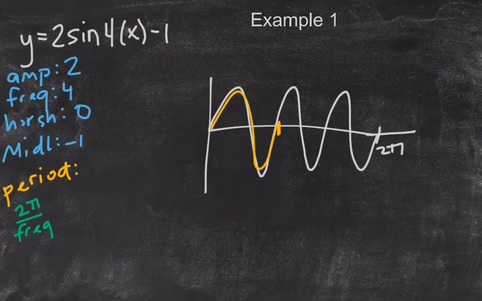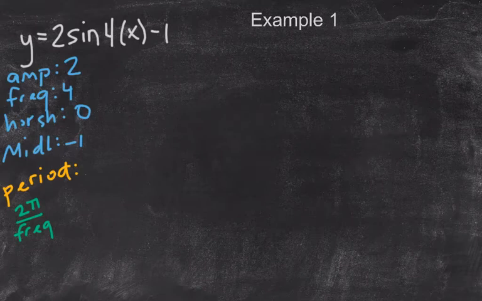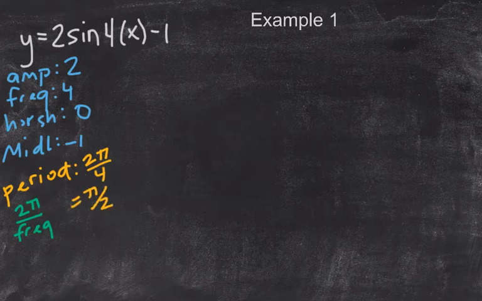So remember, frequency is the number of cycles in 2 pi radians. So if I take 2 pi radians and divide it by the number of cycles, I'll get the length of one cycle. Alright, so in this case, with a frequency of 4, my period is 2 pi divided by 4, which simplifies to be just pi/2. So I'm going to set up my graph now.